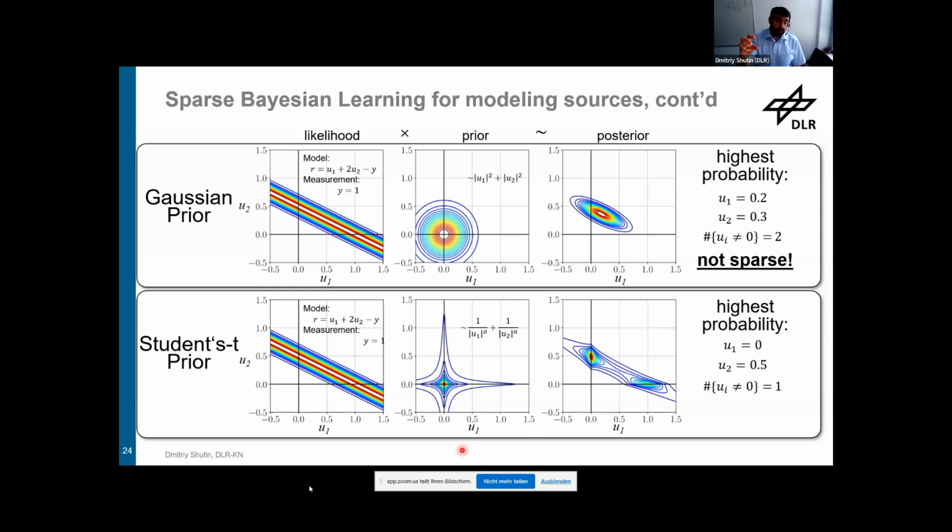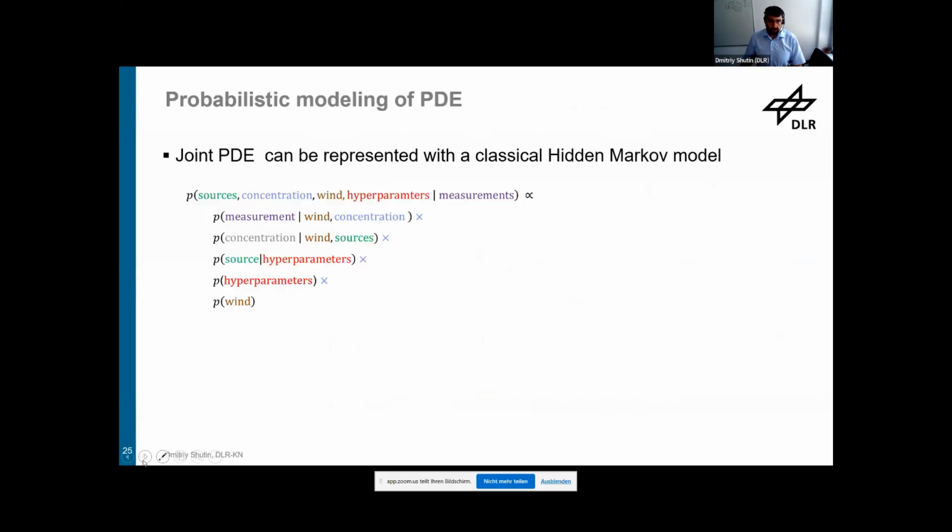And that's the difference between using this Student's t or hierarchical prior and using the standard ridge regression-based approach. So this is the approach that we are going to use, and why sparse Bayesian learning can be used to not only obtain a sparse solution, but also to identify how many sources we have.